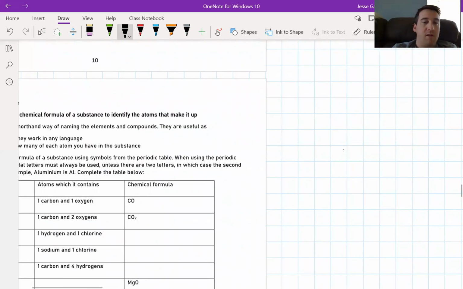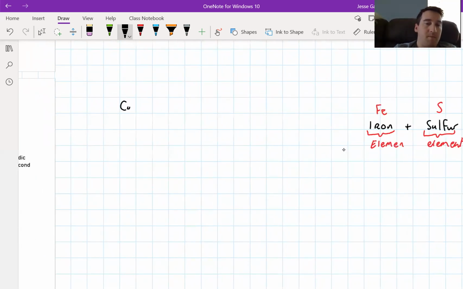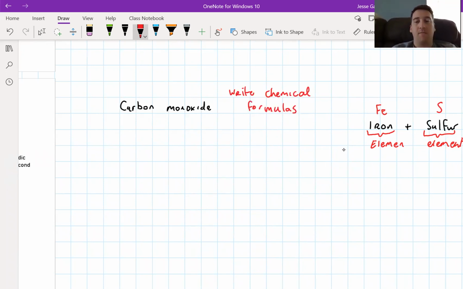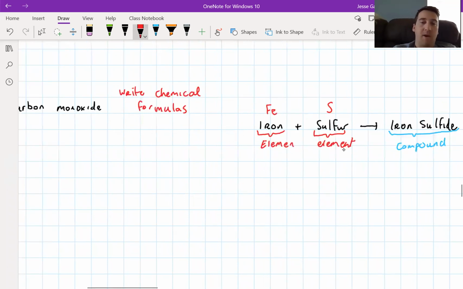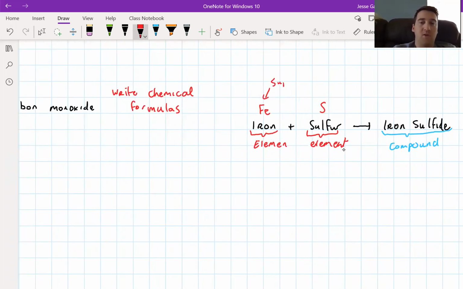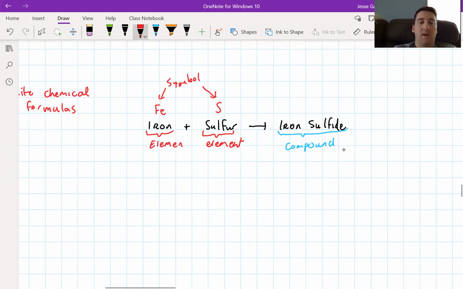Let's say we have the substance carbon monoxide. This here is a compound. We're going to learn about how to write chemical formulas for compounds. So these here are what we call chemical symbols. They just represent one element. This is a symbol and this is a symbol. But this thing over here is going to have something called a chemical formula.